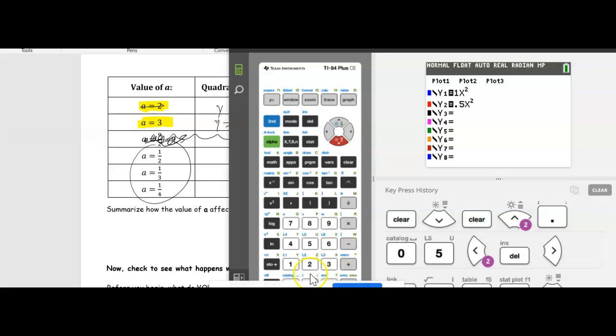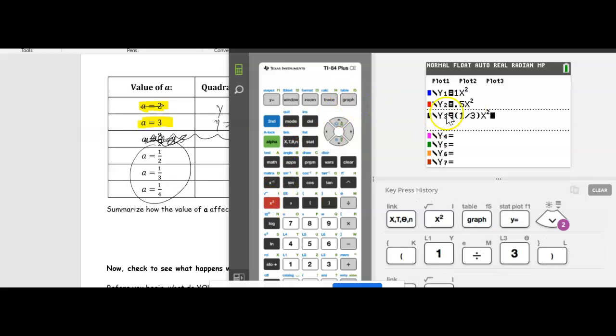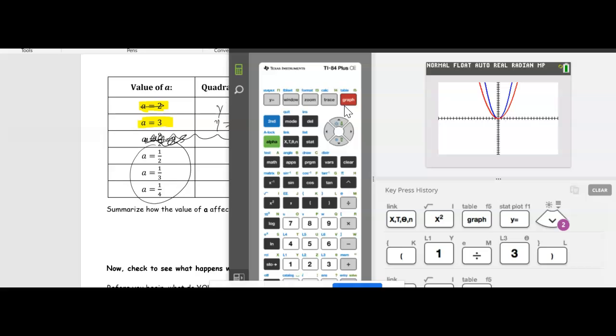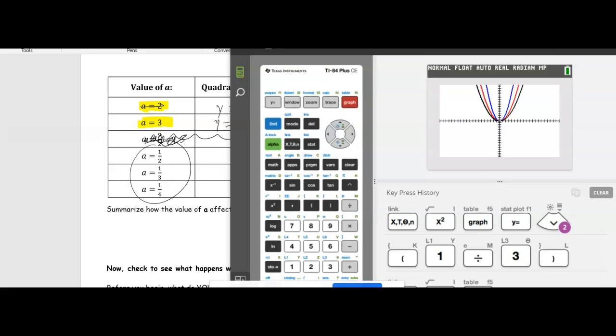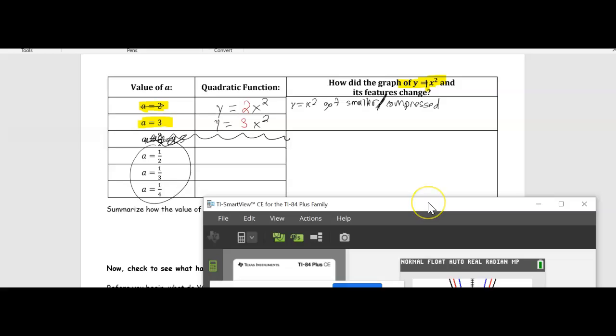If I throw a 1/3 in front of this, let's compare 1/3. 1/3 is 0.3. Do we all agree 0.3 is smaller than 0.5? So that, if we're understanding, should be even wider than the previous one. So we throw that in there. And that guy's even wider yet. Okay, so when we start putting numbers in smaller than 1, our graph gets wider.